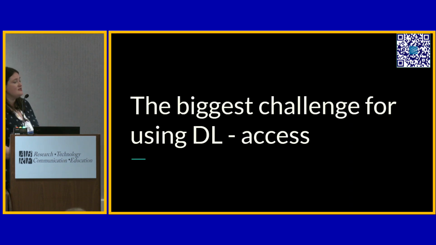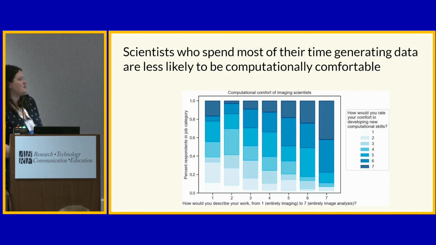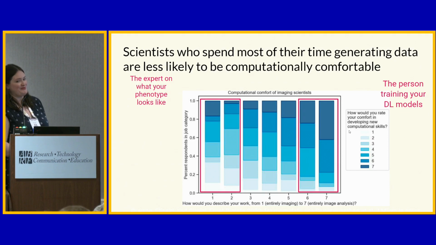If you're trying to bring this into your core in terms of use, like somebody made a neural network and you want people to use it, access is the big problem. And I'm going to just speed up here a bit because I'm almost out of time. It might not surprise you to know that when we survey people and we say, how much of your day do you spend doing image analysis versus imaging? And how comfortable are you using computers and developing new computational skills? People who use computers are more comfortable with computers. But it means that the people who are doing a lot of the biology and a lot of the phenotyping are not necessarily people who are computationally comfortable. And that's hard for bringing them new technologies.